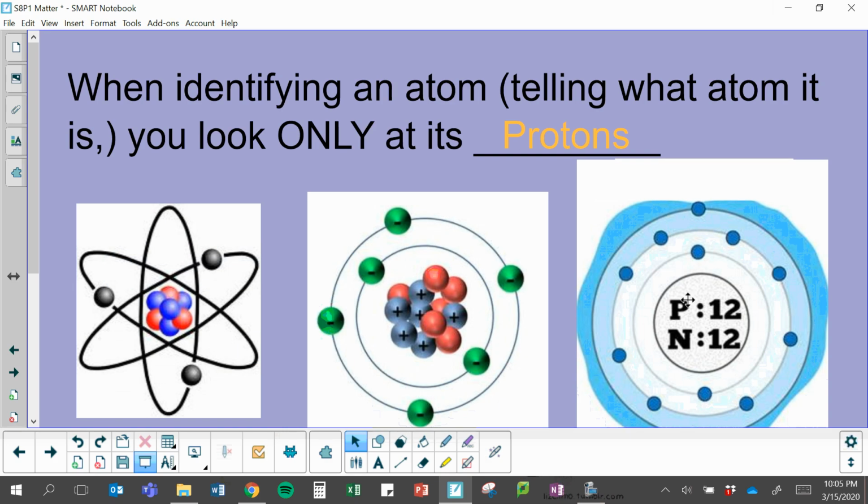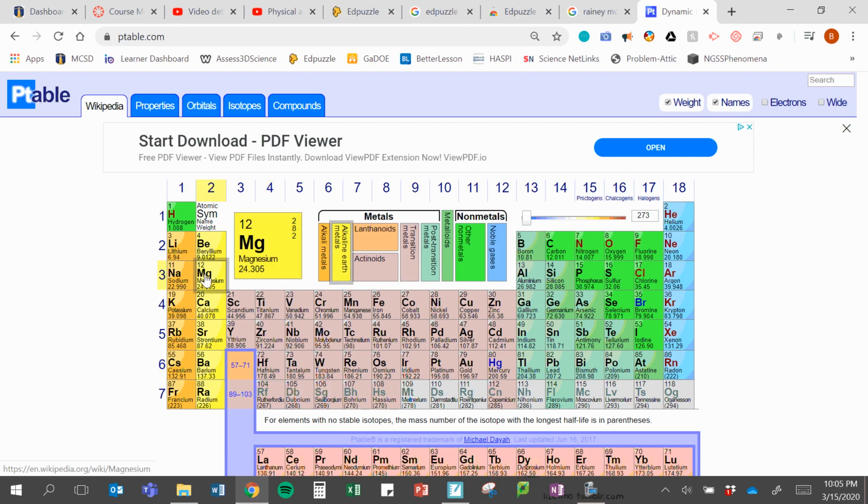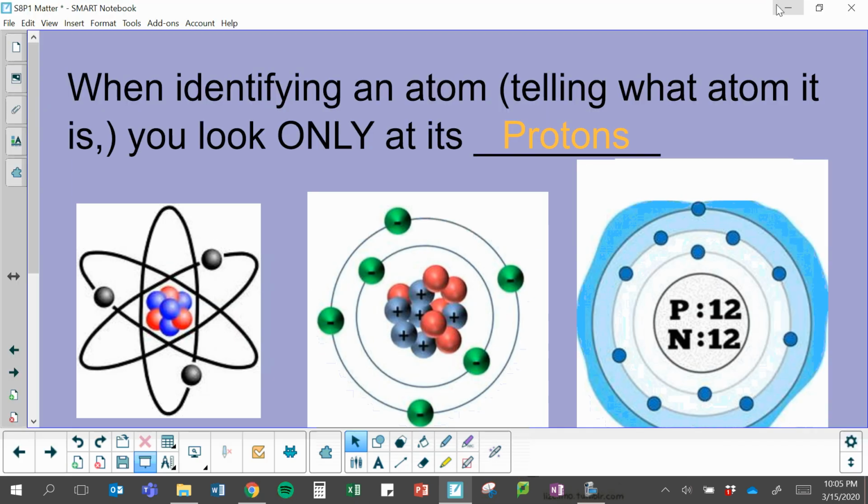Okay, and so this one, as another way of showing it, protons here we have 12. So again, this tells us specifically that this is magnesium because magnesium has 12 protons.